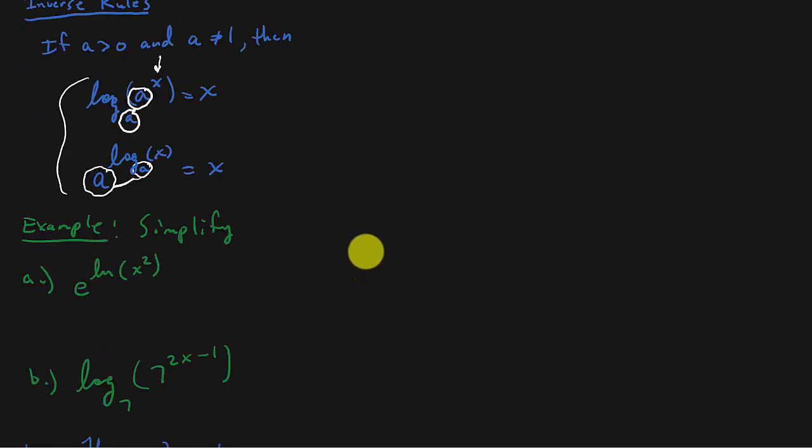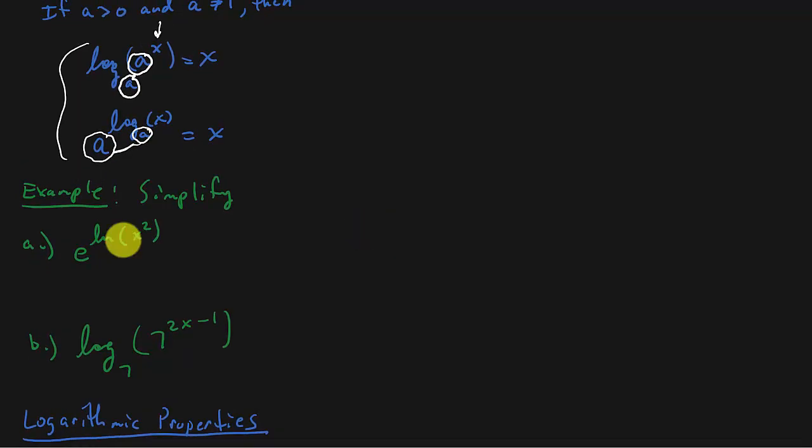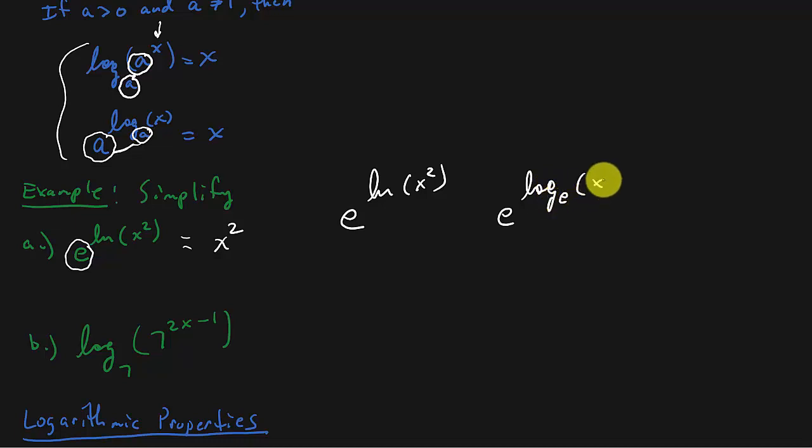And so we have a couple of examples here. We want to simplify this, and we can see this is equal to x squared. Now, how do we know that? Well, if you look at the base here, that's e, and notice here we have natural log. Remember, the base for natural log is e. So e to the natural log of x squared is the same thing as e to the log base e of x squared. So you can see that this base and this base are the same.